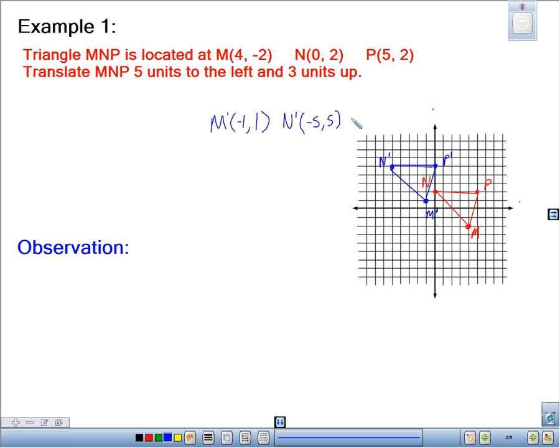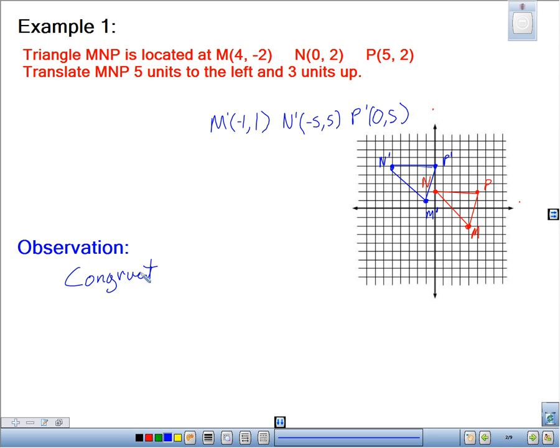Okay? And now let's look at P prime. It's at 0. Notice we didn't have to move left or right any to get to it. And we go up 5 spots. So at 0, 5. Now let's make an observation here. What do you notice about our original pre-image and our new image? One thing you should notice is that they're congruent.